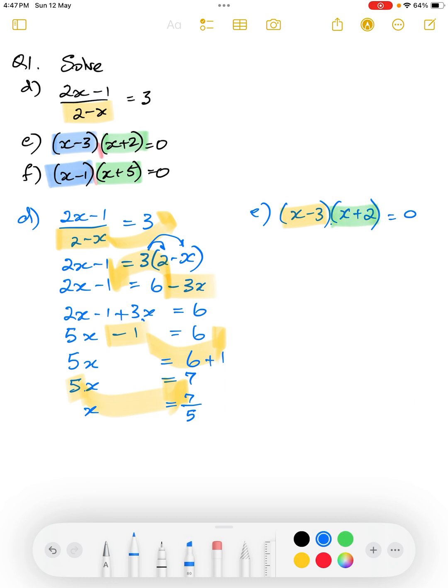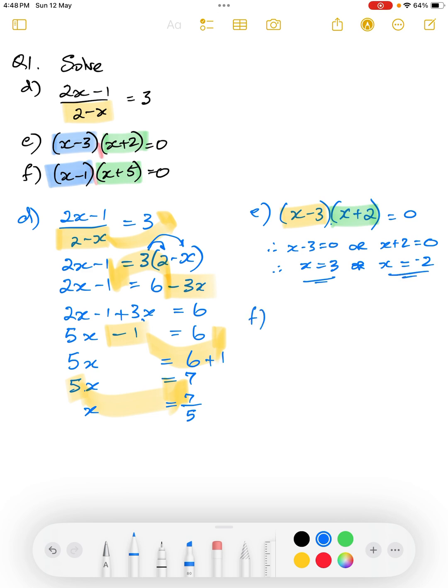So we will say, therefore, either x minus 3 equals 0 for this to equal 0, or x plus 2 has to equal 0 for this to equal 0. Therefore, take the minus 3 across to be 0 plus 3, and take the plus 2 across to be 0 minus 2. And we've got our two solutions. x can equal 3 or x can equal negative 2.